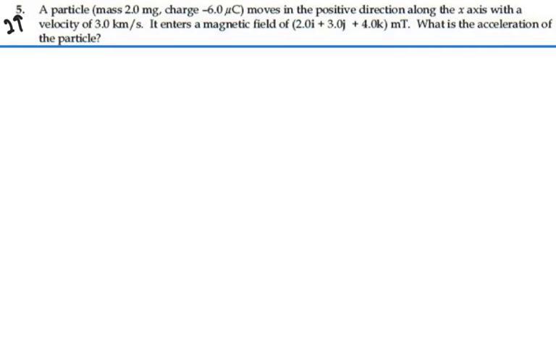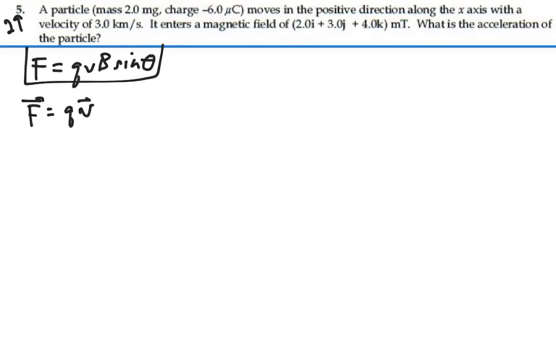Now, since we're given the velocity and the magnetic field as vectors, and we're not given the angle between them, we can't use the short version that we normally would like to use, namely F equals qvB sine theta, because we don't know what theta is. So we're rather forced to use the vector form of this equation. Force is equal to q velocity crossed with magnetic field. Alright, let's see how this works out here.